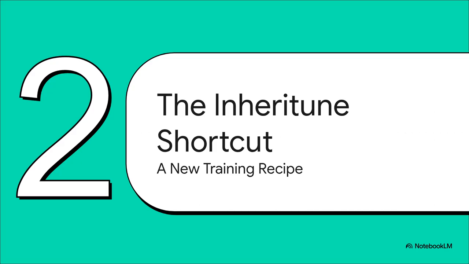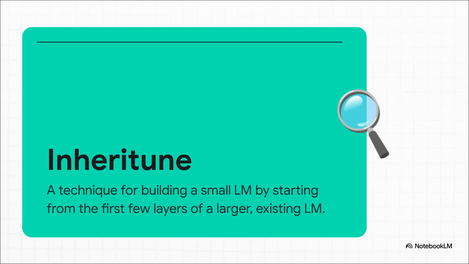But what if there was a shortcut? A way to get that shiny skyscraper without having to build every single floor from the ground up? Well, this is where a new technique from researchers at UT Austin comes into play, and they've got a great name for it: Inheritune. So what is Inheritune? Simply put, it's this super clever recipe for building a smaller, specialized AI. But here's the trick. You inherit the foundational knowledge from a giant model that somebody else already built. You're not starting from zero, you're starting with a massive head start.